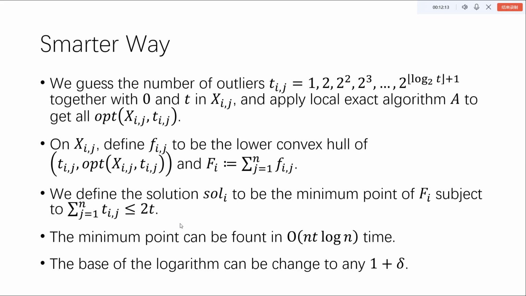And we define the solution SOL_I to be the minimum point of F_i. Because each F_ij is a lower convex hull, F_i is also convex. We can find the minimum point of F_i, subject to the summation of the outliers being no more than 2t. And we give an algorithm in the paper that the minimum point can be found in n t log n time.